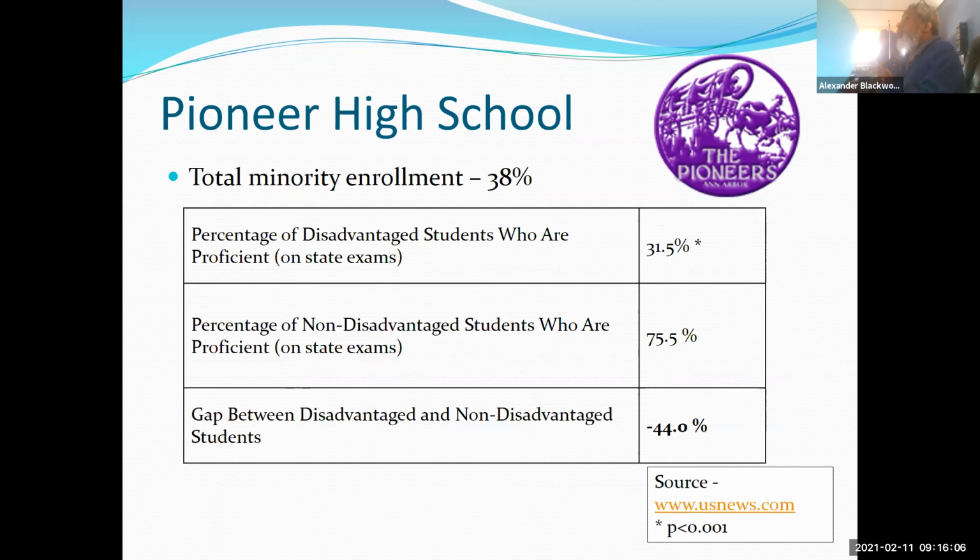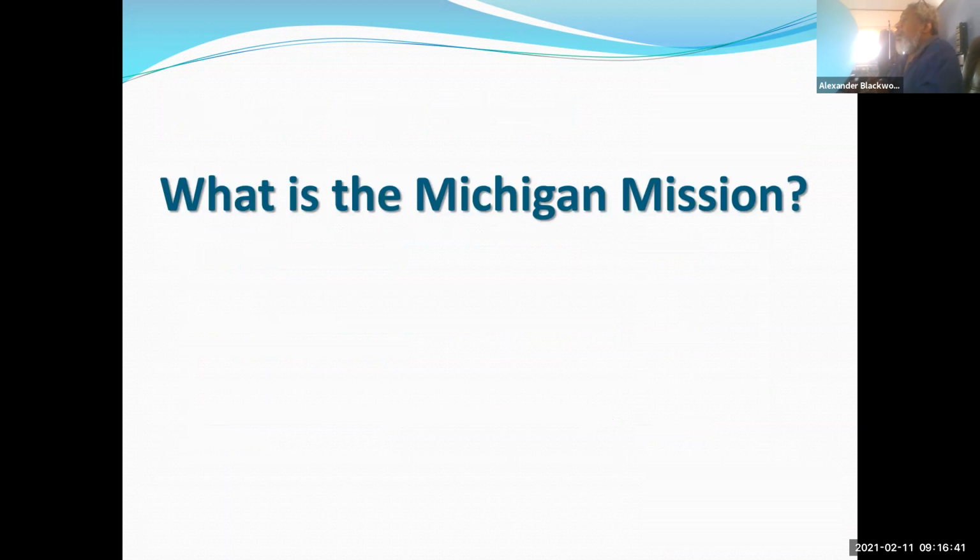Let's think of Pioneer. Pioneer's a stone's throw from the Big House. 75% of non-disadvantaged students are proficient on the state exam, whereas only 31% of the disadvantaged children are. That's a 44% achievement gap. Next slide.